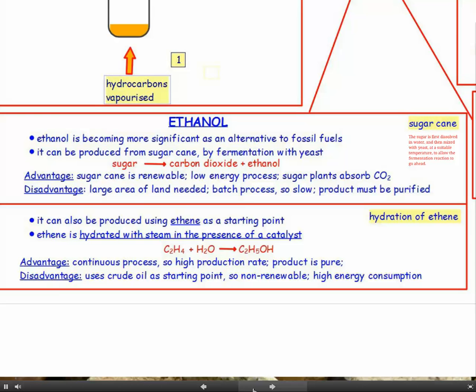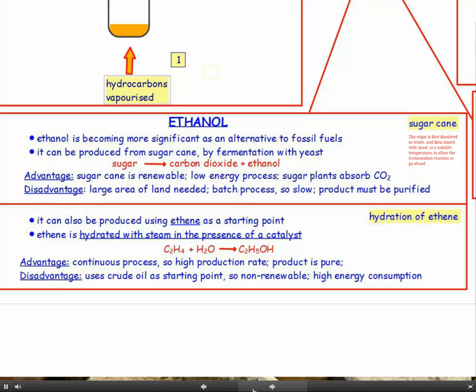Now, the other method uses ethene as the starting point. Now, ethene is an alkene, isn't it? Ethene can be hydrated with steam in the presence of a catalyst. And there's the equation for it. C2H4, that's ethene, plus H2O, water vapour, makes C2H5OH.